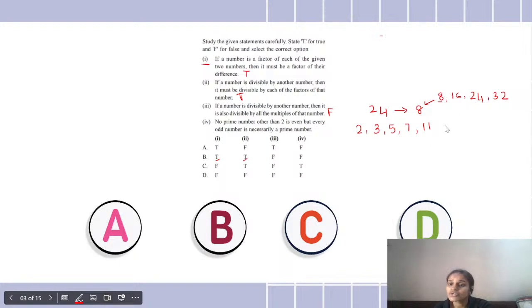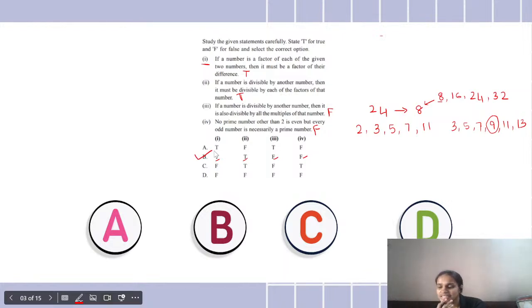मेरे पास odd numbers कौन से हैं? 3, 5, 7, 9. Is 9 a prime number? No, this is not a prime number. Right? So yes, my last statement also stands false. गलत है. तो मुझे क्या मिला? First sentence true, second sentence true, third sentence false, and fourth sentence false. So my option B is correct.